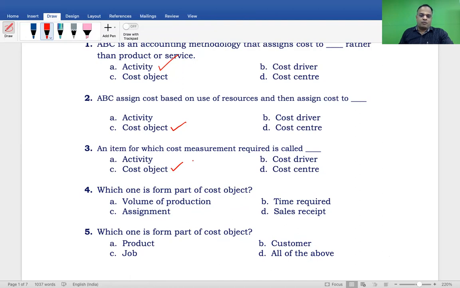Which one forms part of cost object? Volume of production is a cost driver. Time required for production is also a cost driver. Sales receipt is a cost driver. Therefore, assignment is a cost object. Which one forms part of cost object again? Product, yes, cost object. Customer, cost object. Job, also cost object. Therefore, all of the above. Okay.